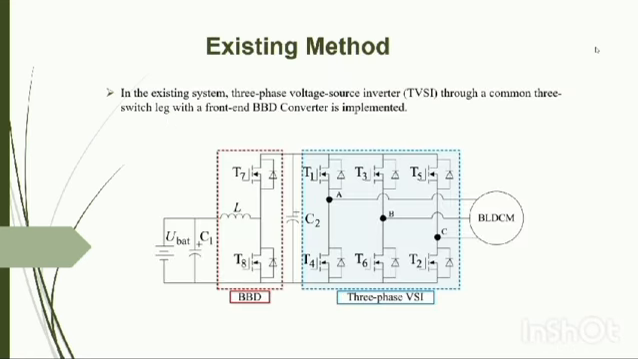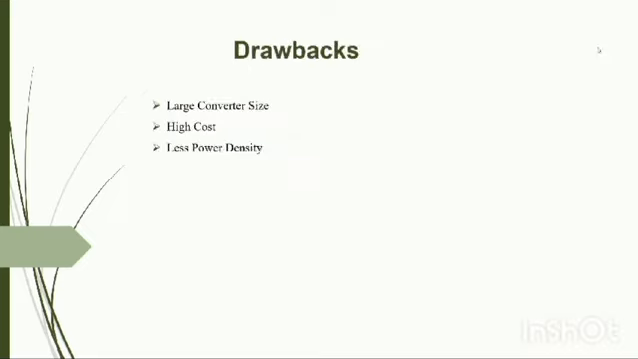Existing method. In the existing method, a three-phase voltage source inverter with a common three-switch leg is implemented with a front-end BBD converter. Implementing the BBD converter at the front end results in high cost, large converter size and less power density. Drawbacks: large converter size, high cost, less power density.